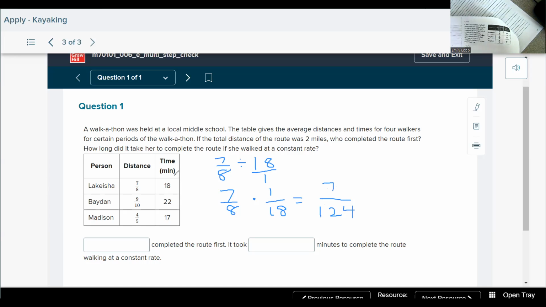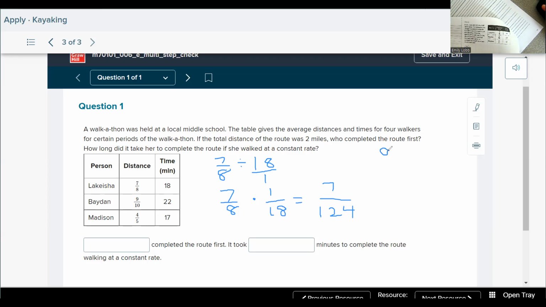So this girl still gotta go a lot more, right? She's only got 7 of the 124 parts of the mile per minute. So, well, that's not a very fast rate, but we'll see. So this is Lakeisha. You need to do Baden.